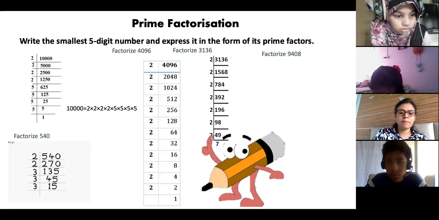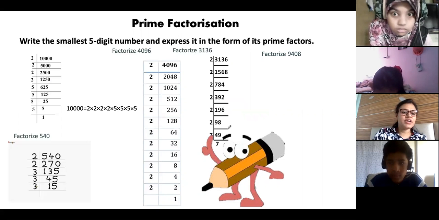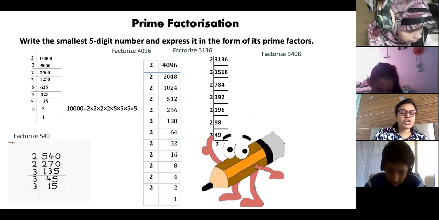This is your answer? Yes. So this is the correct answer. 2 raised to 6. Munib, check your answer.